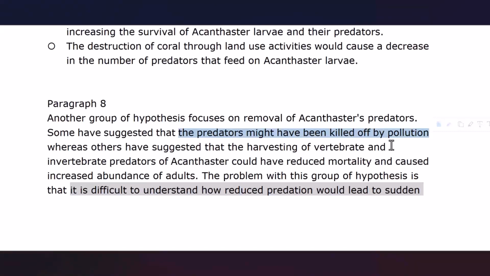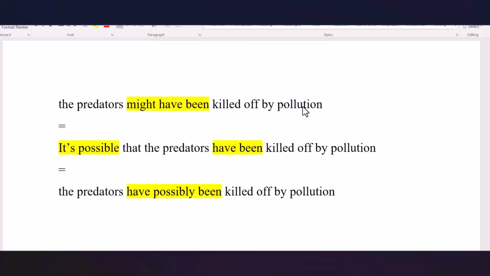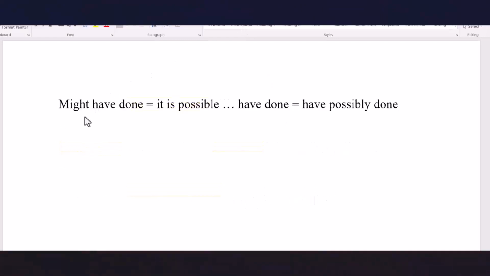Since they are important, I want to discuss them in my Word document for better instructing them. The clause, the predators might have been killed off by pollution, is similar in meaning with the following clause. It's possible that the predators have been killed off by pollution. And it's again similar in meaning with the next clause. The predators have possibly been killed off by pollution. So we have this equation between might have done, it's possible have done, and have possibly done. There is an equivalence in terms of meaning between these three verb phrases, and sometimes there are some nuances in their meaning, but generally this equation holds.